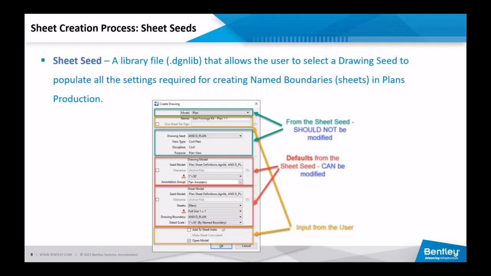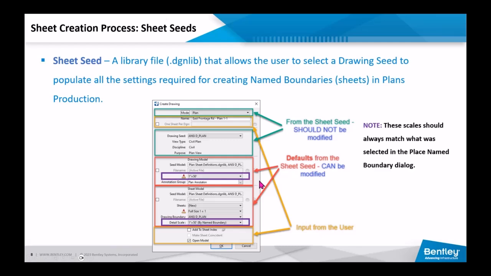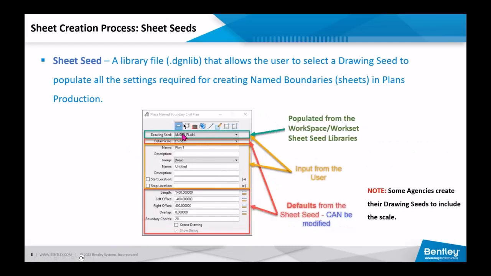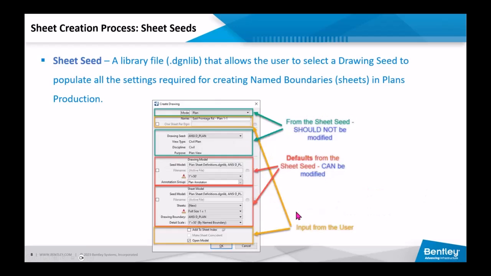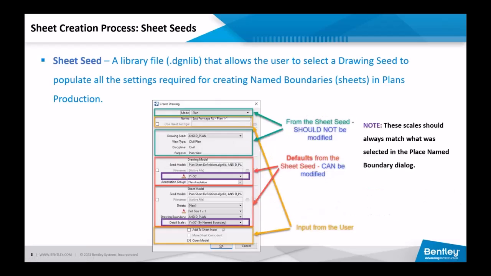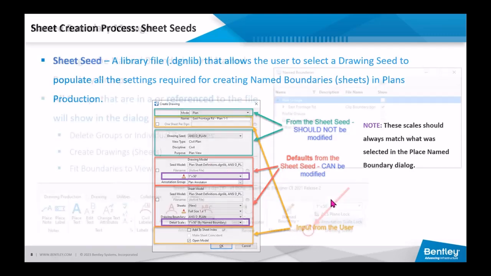So when you go to the Create Drawing dialog, you also have some defaults that come from the sheet seed. Some of this is just from the library, like you'll see in green, but the other things you can change. So I can change the default annotation group. Again, I can change the scale. If I had changed the scale on this dialog, let's go back to something besides what was built in the sheet seed, I would need to make sure that the scales match on this Create Drawing dialog.